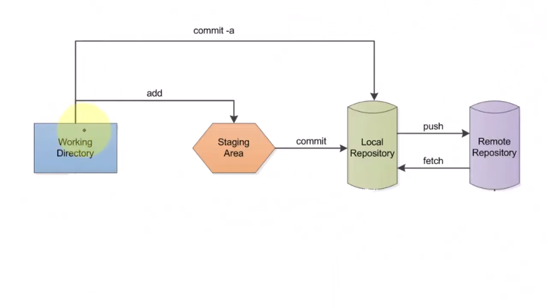Hey, what's up guys? In this video we're gonna see how we can add files to our local directory, and also we're gonna talk about different commands to add those files in the staging area, and then also we're gonna see how we can commit those staged files and save them into the local repository. So let's get to that.